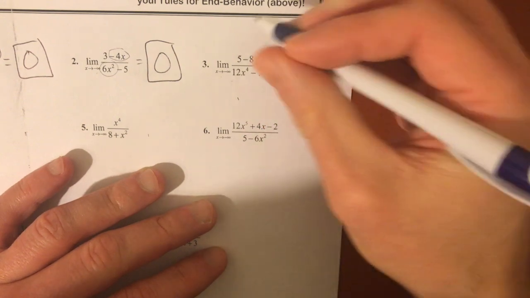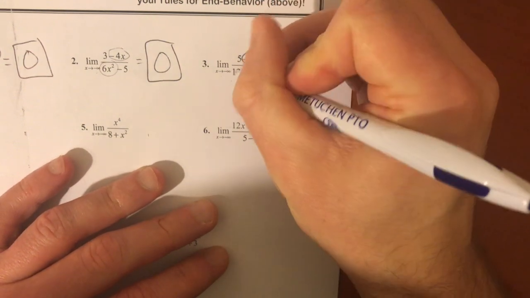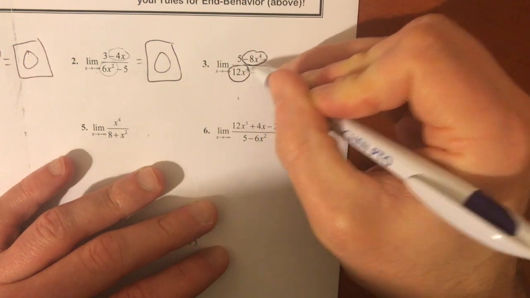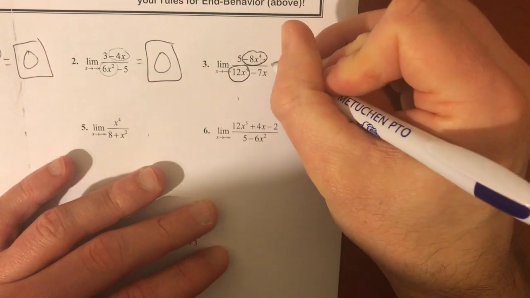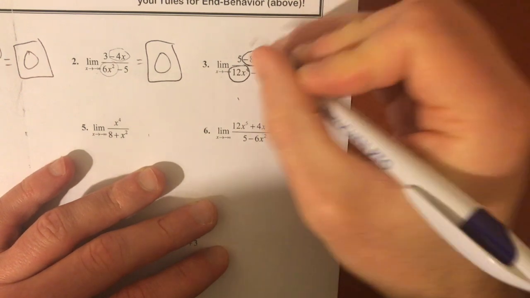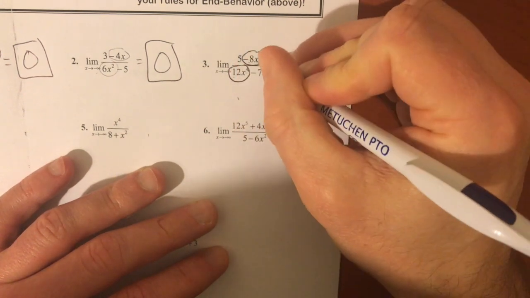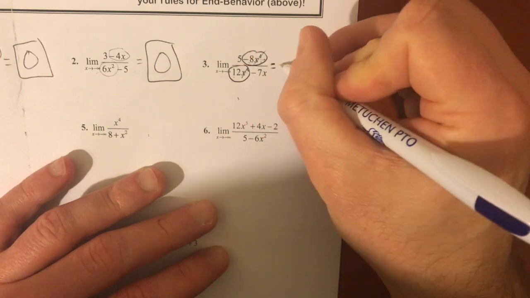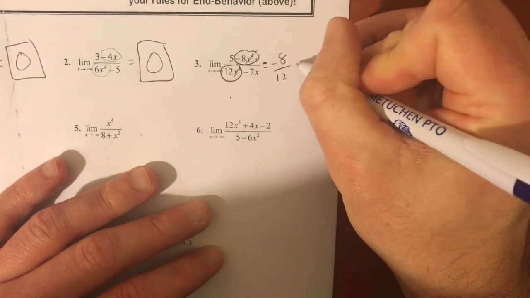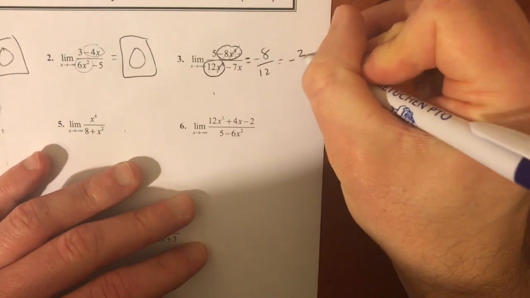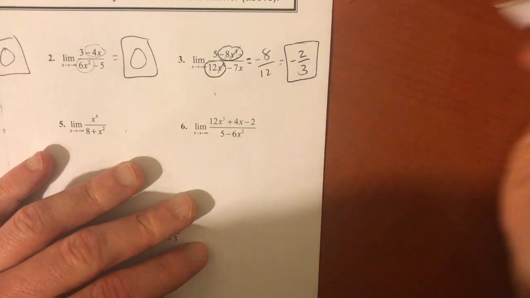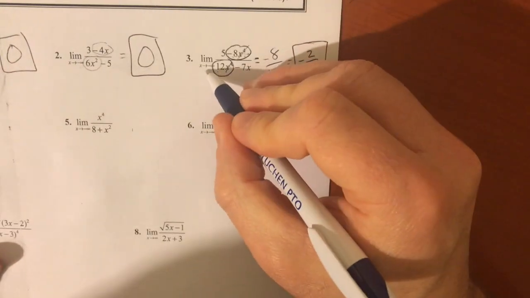Number 3, x going to negative infinity. I've got another rational function here, two polynomials. Take a look at those terms. Those degrees are equal. And now that means we have an HA at the ratio of those leading coefficients because they're growing at the same rate, so it's kind of like they cancel each other out. But negative 8/12, which reduces to negative 2/3. That would be the horizontal asymptote, and that's the value, whether I'm going to the left or the right.